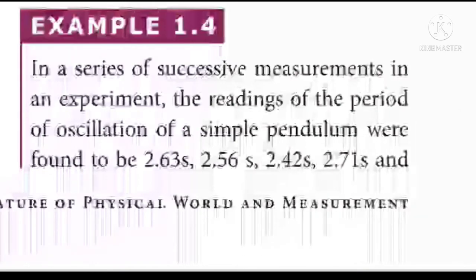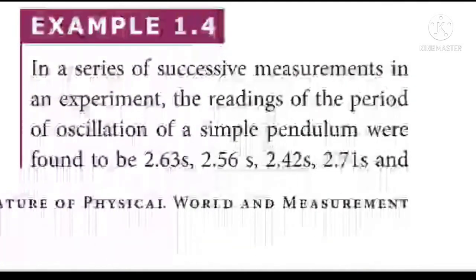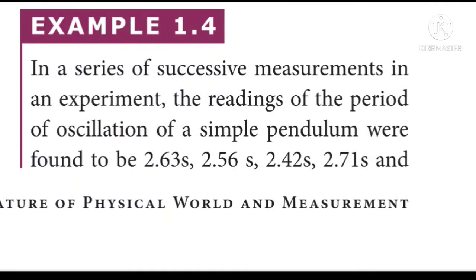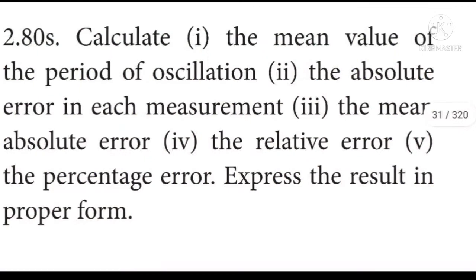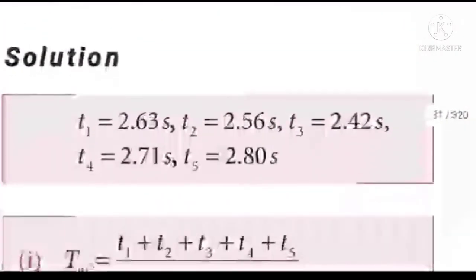See this example 1.4. In a series of successive measurements in an experiment, the readings of the period of oscillation of a simple pendulum were found to be 2.63 second, 2.56 second, 2.42 second, 2.71 second and 2.80 second. Then calculate the mean value of the period of oscillation, the absolute error in each measurement, the mean absolute error, the relative error, and the percentage error. Express the result in the proper form. Let us discuss that. Solution. Look at the solution.